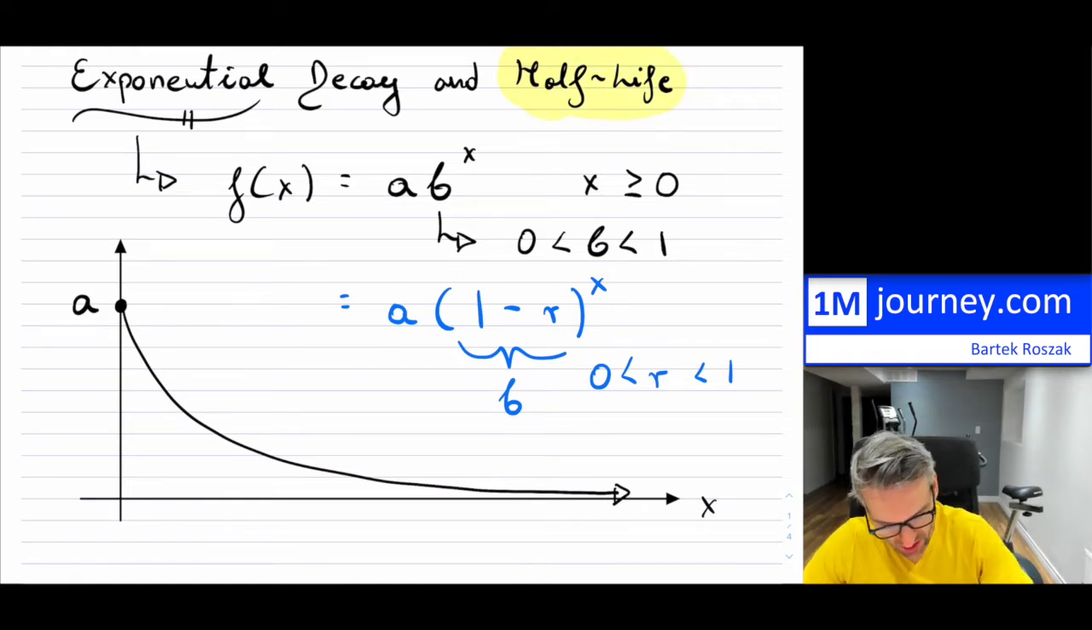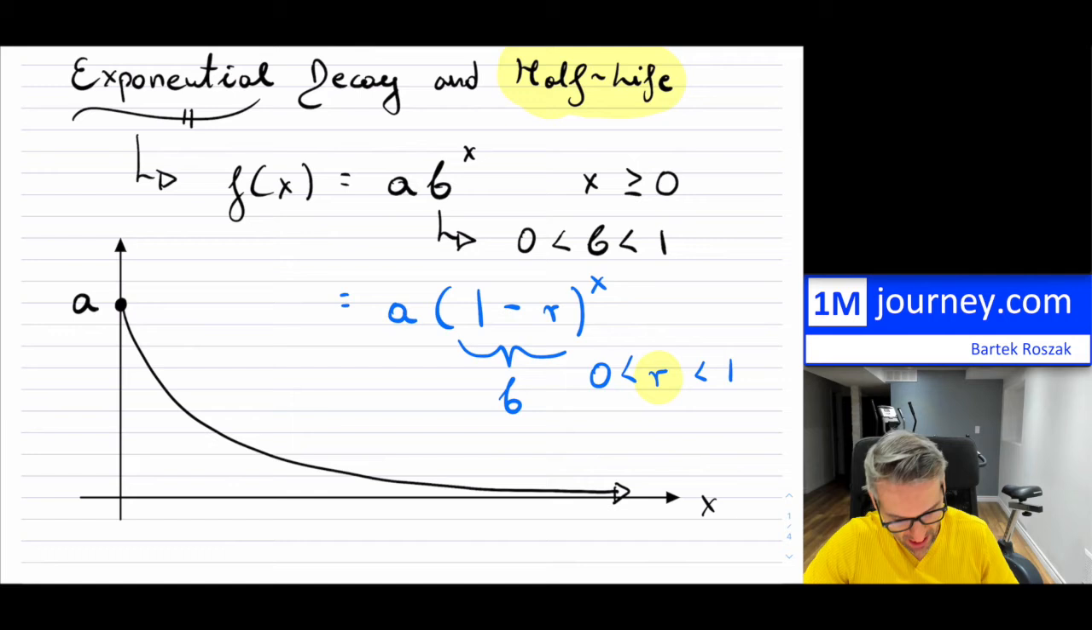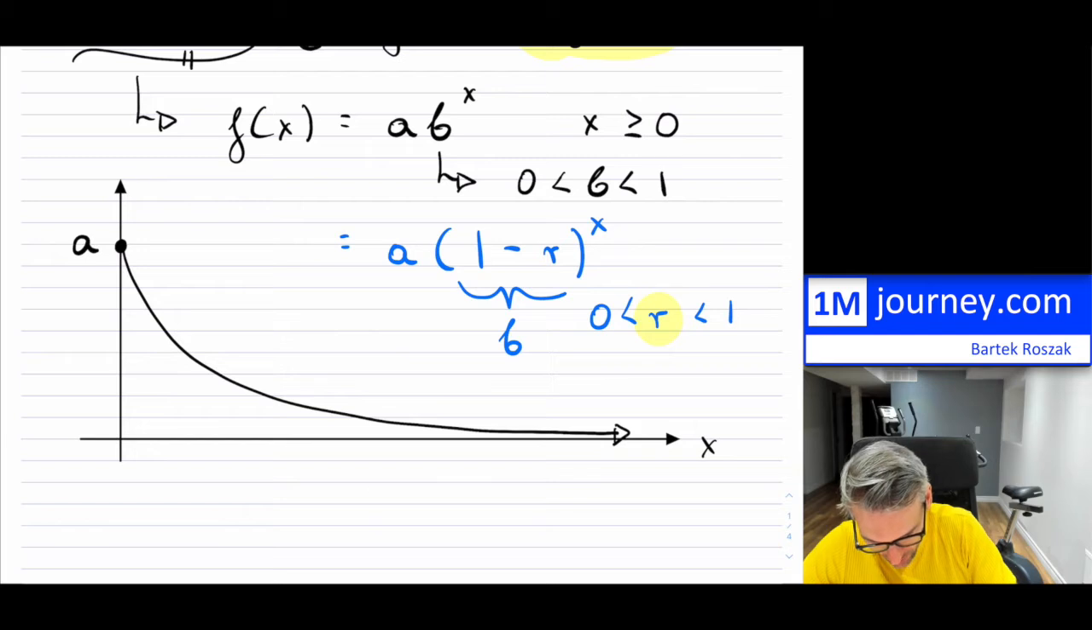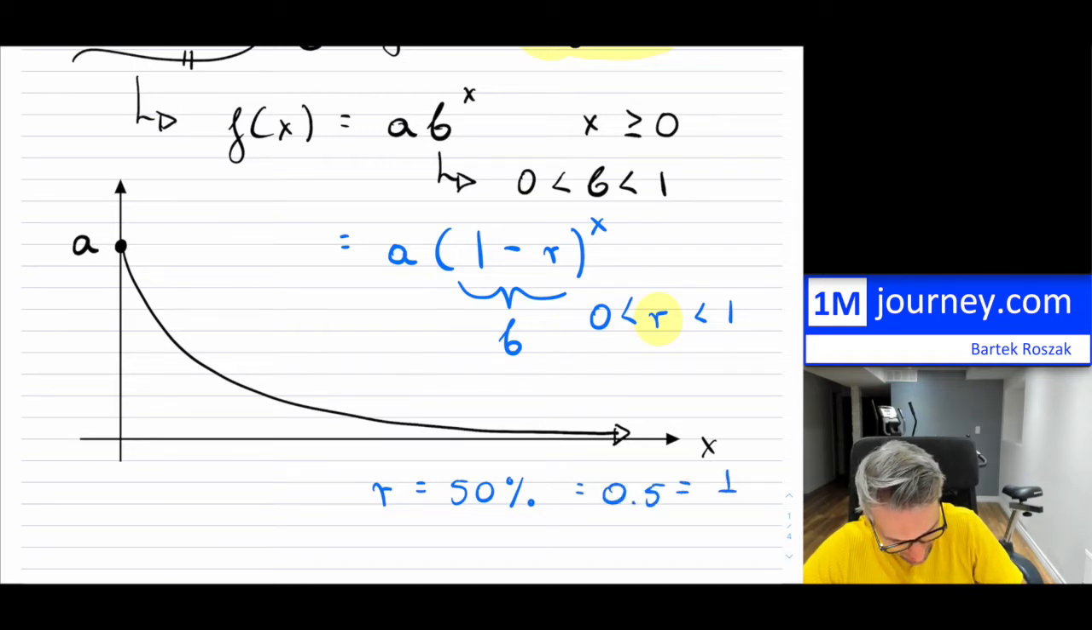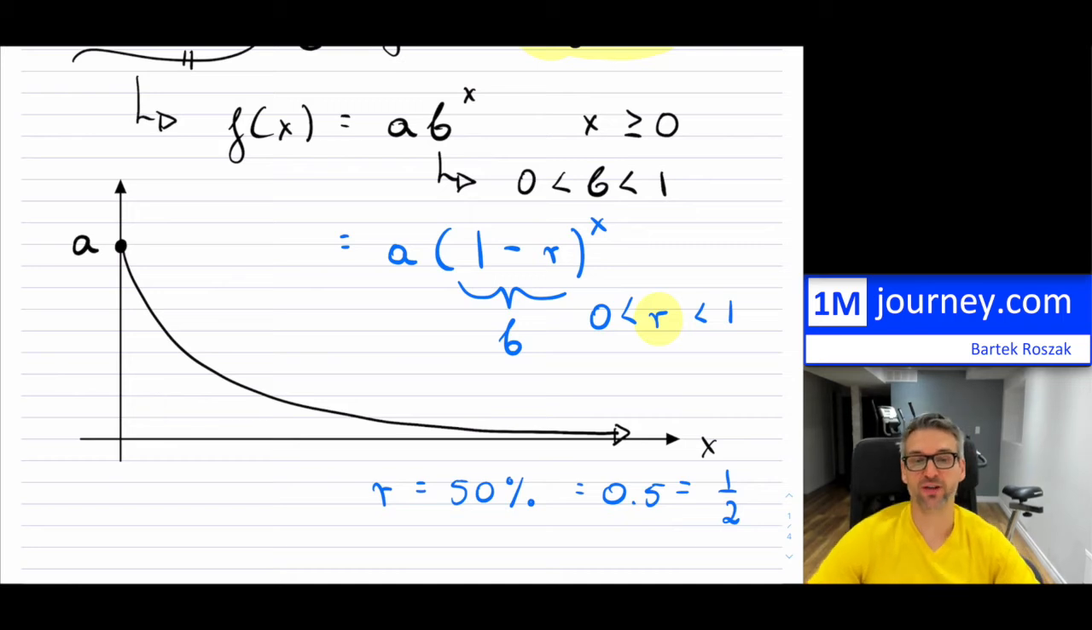This word half-life, all it is in exponential decay is a special case for this r that we have in here. This r can take on any values between 0 and 1, and half-life stands for one particular case. The word half, you probably could guess, basically means 50%. That's what half-life is all about. So what it is asking us is, what happens when r is equal to 50%, which really just means 0.5 or a half, and that's where the word half comes from.